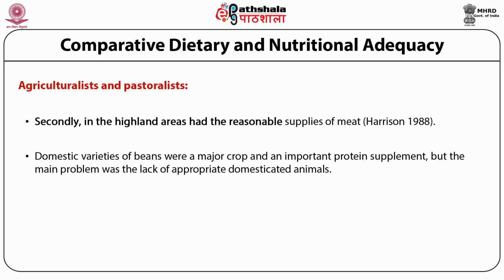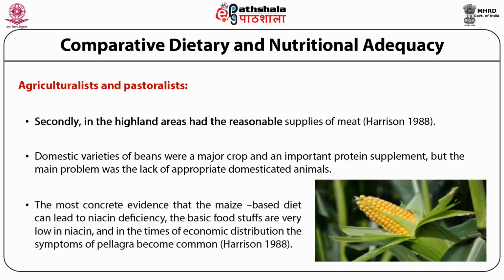The Maya was another maize-based population which may have been affected by nutritional problems. The most concrete evidence is that the maize-based diet can lead to niacin deficiency. The basic foodstuffs are very low in niacin, and in times of economic distress, the symptoms of pellagra become common. In the early 1900s, the lower classes of the southern United States who had a maize-based diet had a high incidence of serious nutritional deficiency disorder.